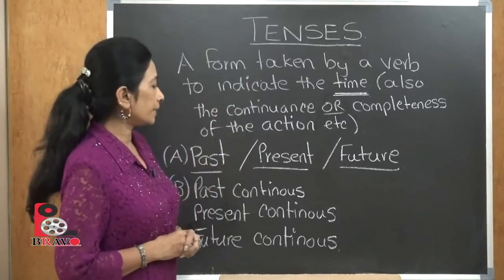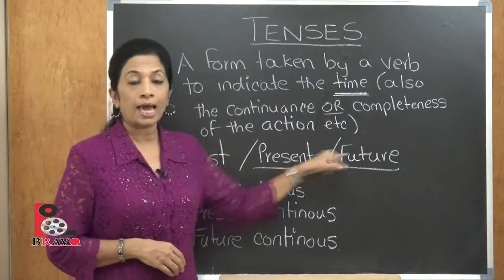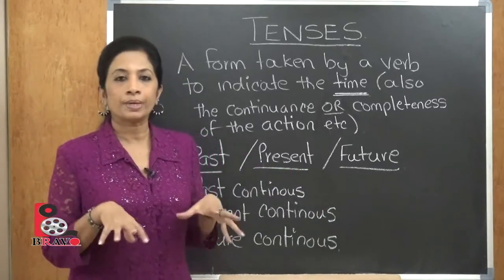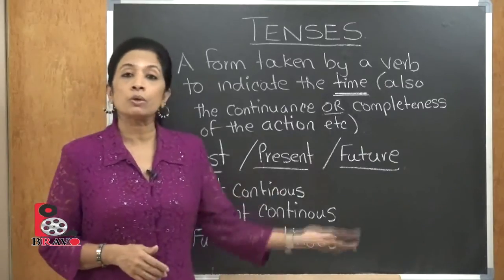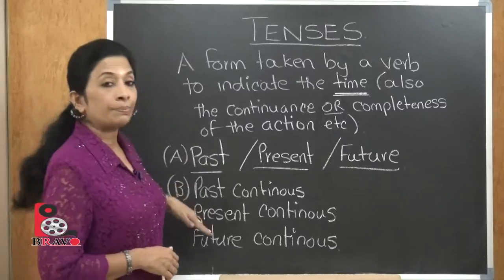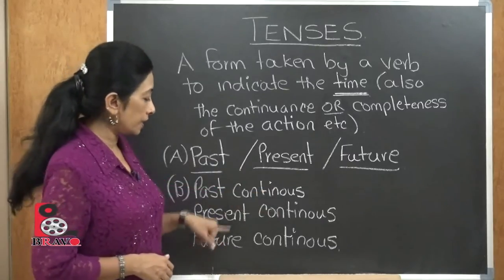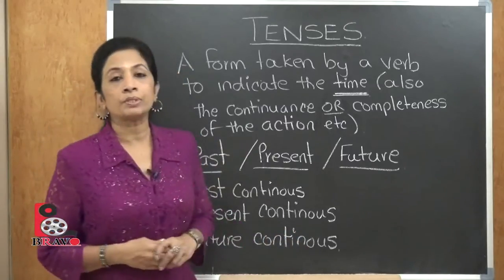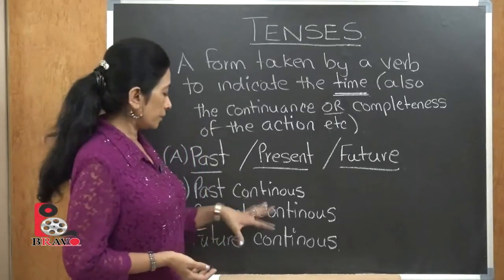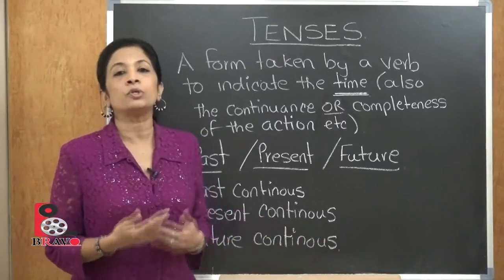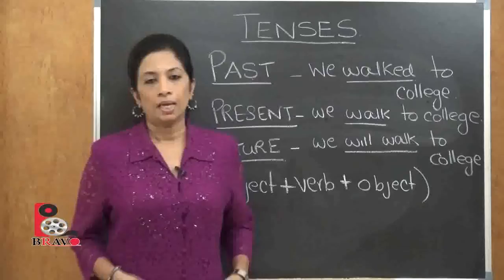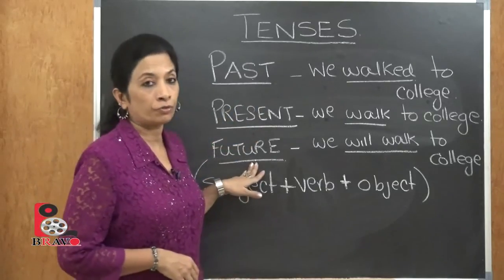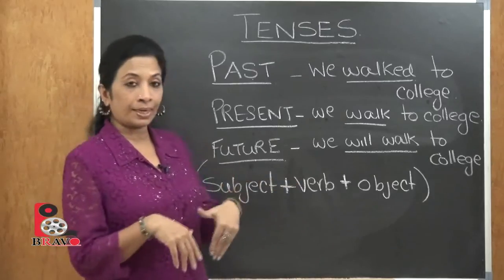So there are three types of tense: past, present and future. The past, obviously, is what has happened in the past. Present is what's happening now. Future is what's going to happen. And then there's a little subdivision of this: past continuous, present continuous and future continuous. Now we are going to take some examples of the past, present and future, past continuous, present continuous and the future continuous for you to be able to understand what it means. Okay, so there are three types of tenses: past, present and future. So what's happened in the past, what's happening now, what's going to happen.